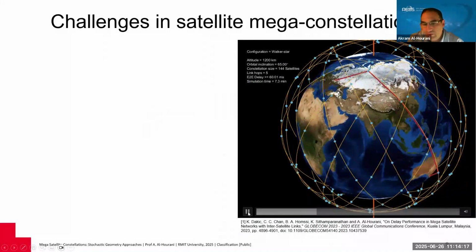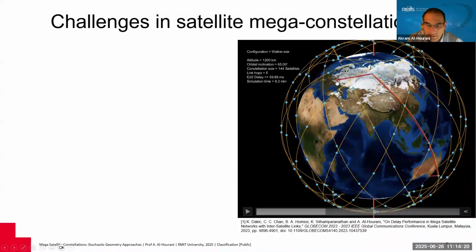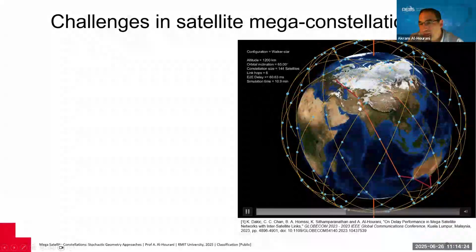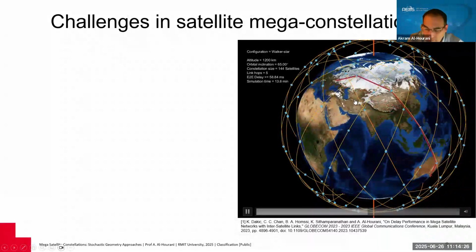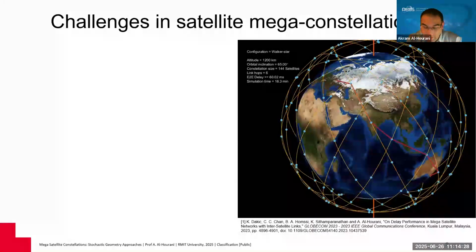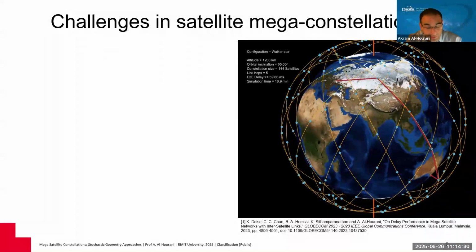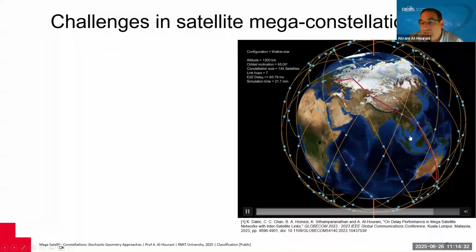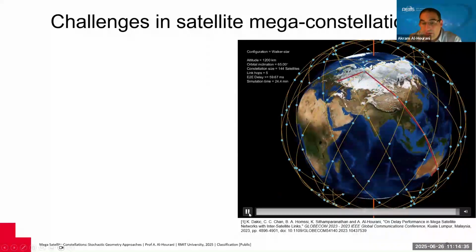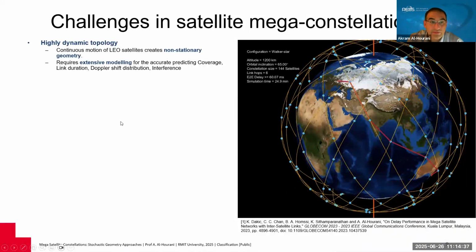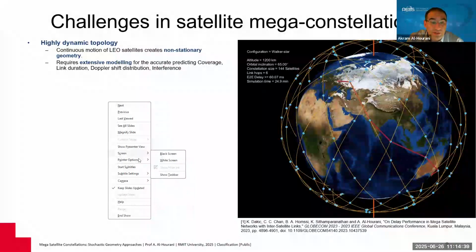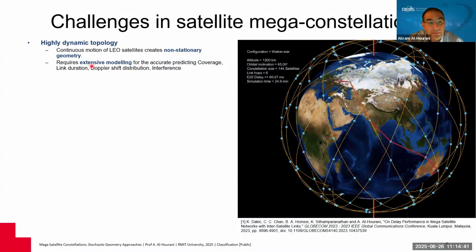This is a simulation of a link between Melbourne and a point in Europe, and we are routing the traffic through inter-satellite connections. Again, these are hypothetical, because ISL is still being deployed and is not widely used. And you can note how the topology is dynamic, unlike cellular networks. So the geometry is very complicated, it keeps evolving.